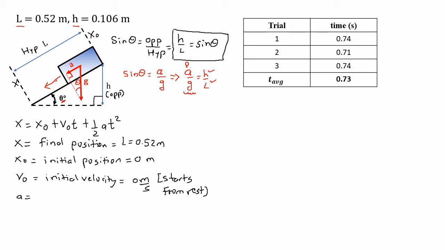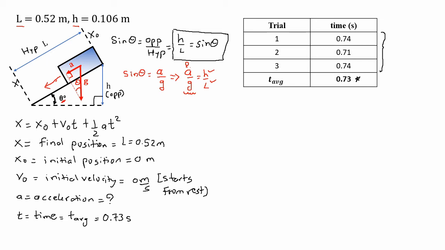A is the acceleration, the rate of change of velocity of the car, which we don't know, and T represents time. This T here is the T average of the 3 trials that we conducted earlier. And this right here is the T average. So for our case, this was 0.73 seconds. Okay. So now that we have all of these pieces together, we can plug them in and solve.